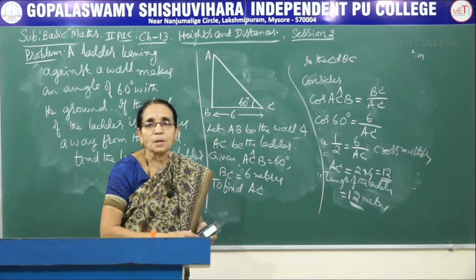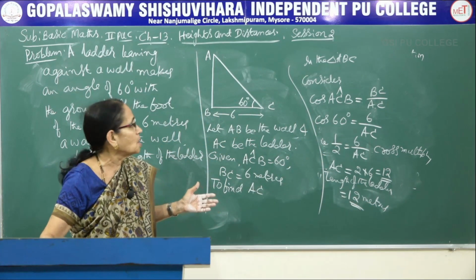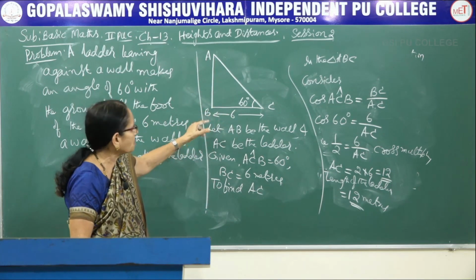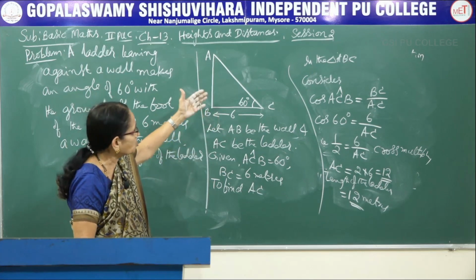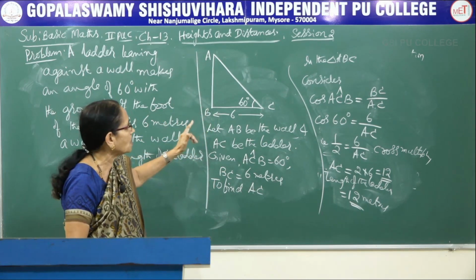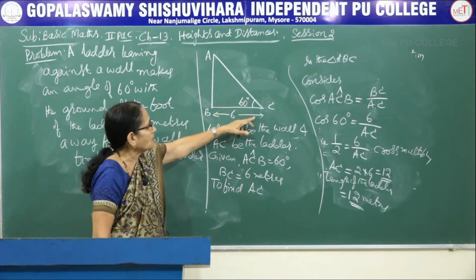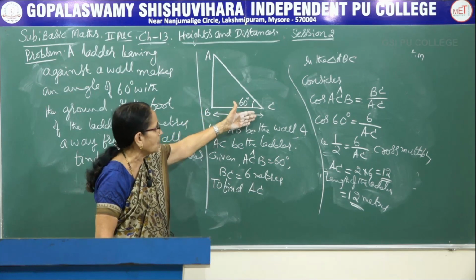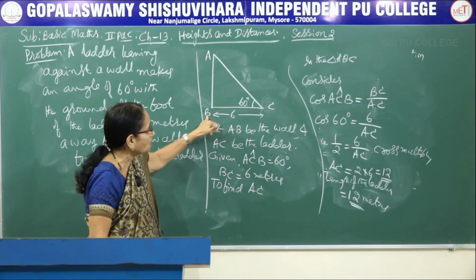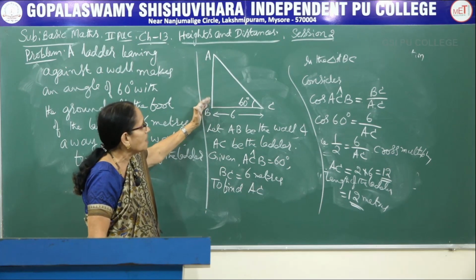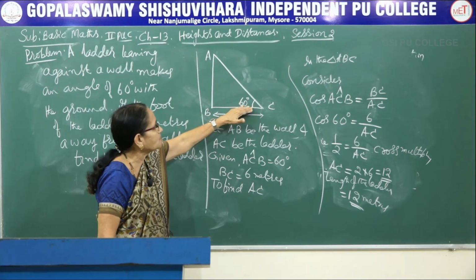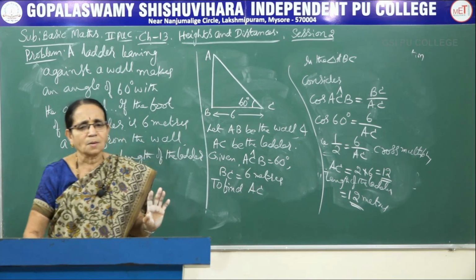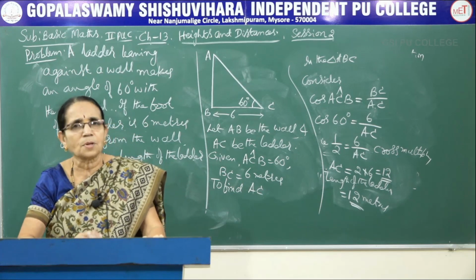In the previous problem we considered the sine ratio because the opposite side and the hypotenuse had to be connected. In this problem the adjacent side has to be connected with the hypotenuse, so we take the cosine ratio. So the length of the ladder is 12 meters, and the lower end is 6 meters away from the wall. So this is 6 meters, the angle is 60 degrees, and the length of the ladder is 12 meters. These are problems that can be expected for a 2-mark question.